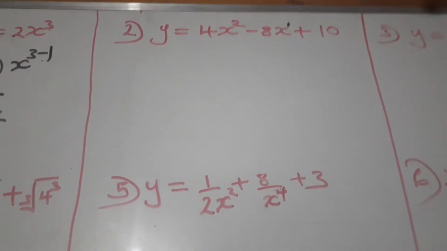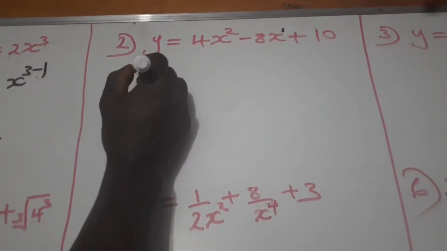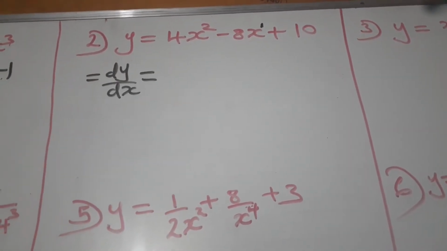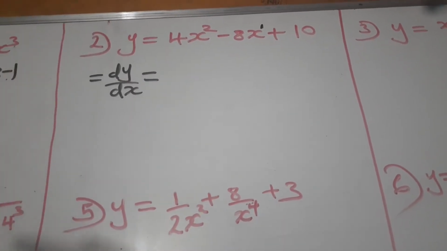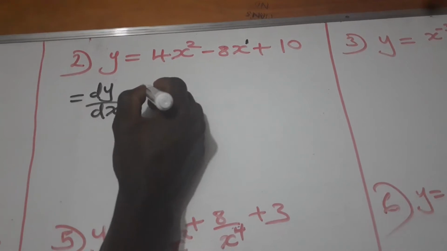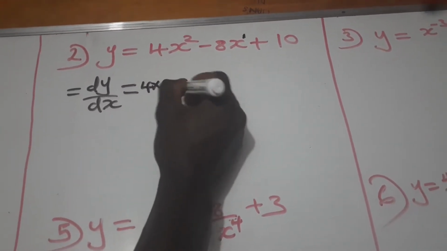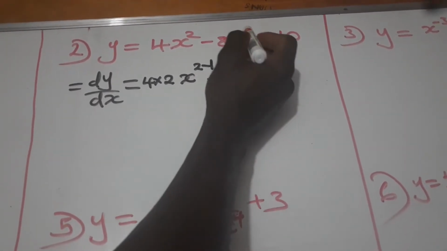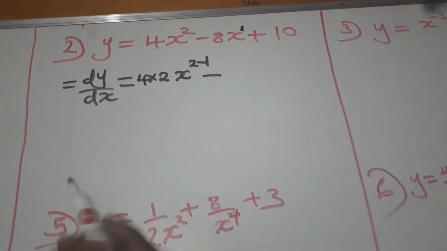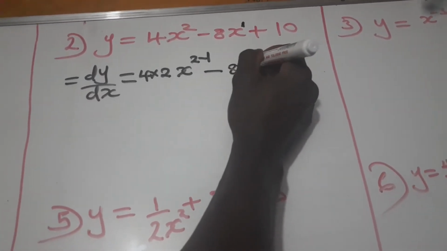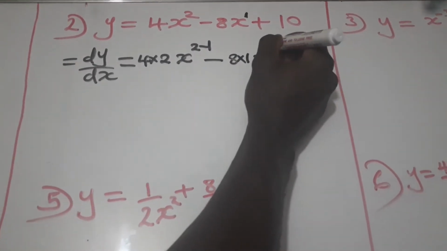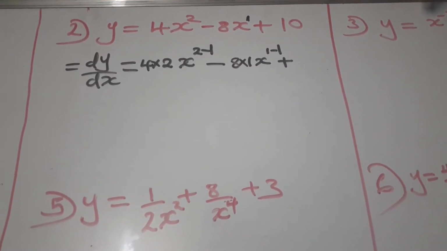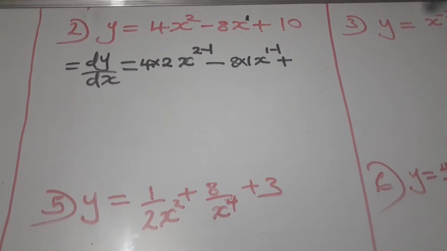Moving to our B, our number 2. The same as we've said here. When you're differentiating this, we write delta y over delta x. Remember, what did we say? You multiply, and then after multiplying is when you subtract the index. So it will be 4 multiplied by 2, and then x raised to power 2 subtracted by 1. And then minus, here the power is 1. So it will be 8 multiplied by 1, x raised to power 1 subtracted by 1, plus, remember any number raised to power 0 will give you 1.